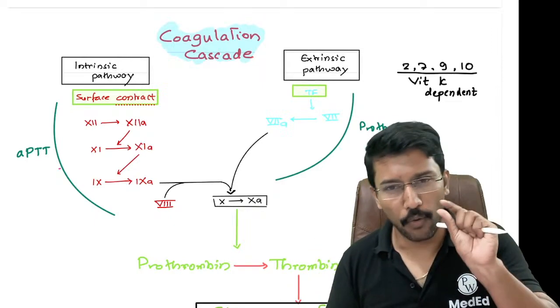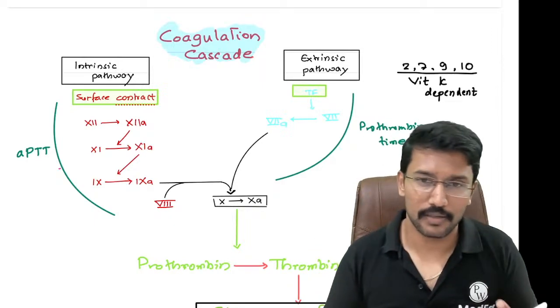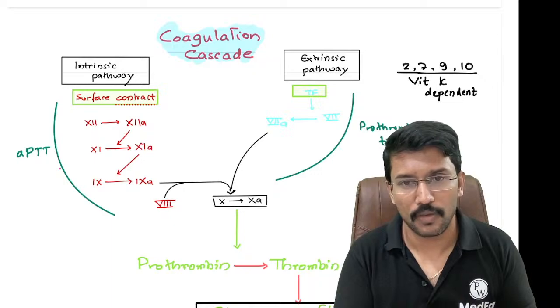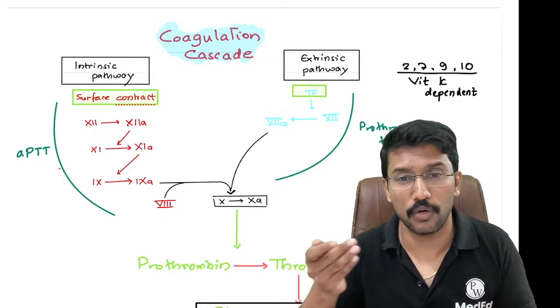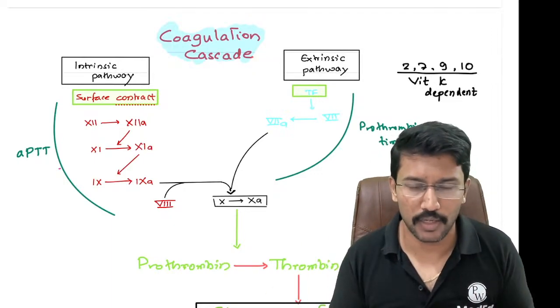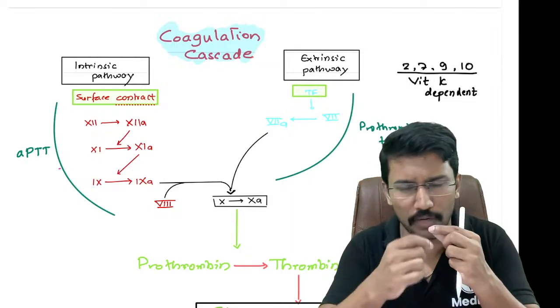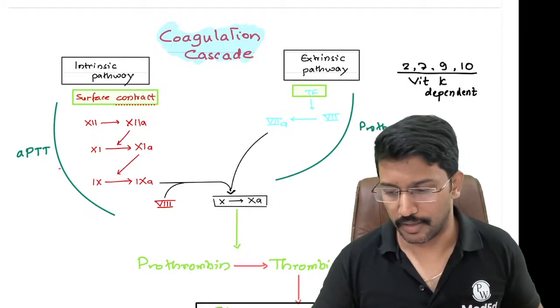So if von Willebrand factor is not there, will I be able to create the adhesion? If I'm not able to create the adhesion, will I be able to create the aggregation? No, right? So I will continue to bleed. Soon after the trauma, I will continue to bleed.